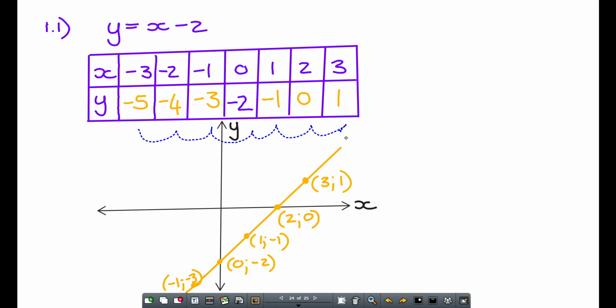Consecutive meaning they must follow each other like 1, 2, 3, 4, 5. You can't go from 1 and then say 3 and then 5. Then obviously it's not going to be the same thing. You are going to get that later on, yes. Okay, you guys good with that?